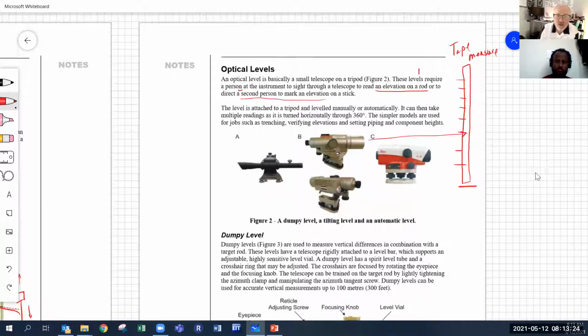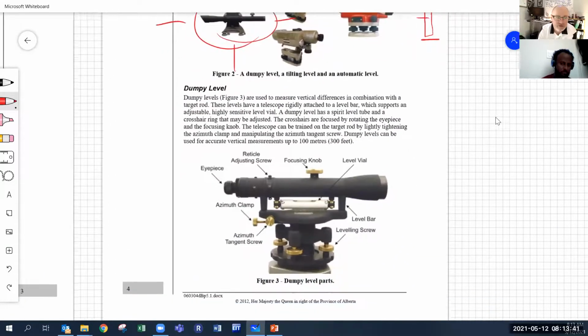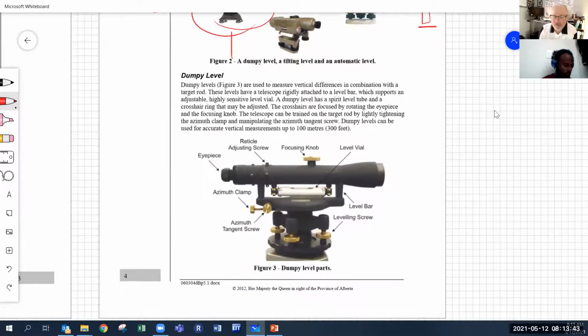And these ones go 360 degrees, which means you can turn them around 100%, right? You can look at anything around. Now, those are optical levels. Next, we have this dumpy level. And listen, I wouldn't call it that, but that's what it's called. I don't make up these names.